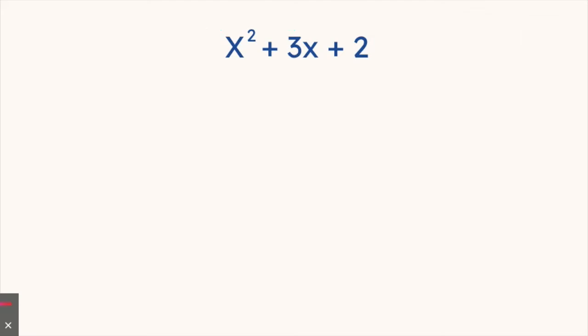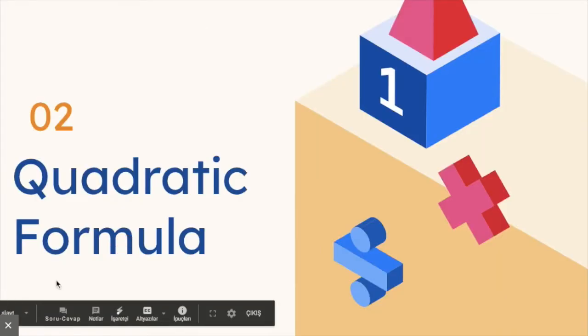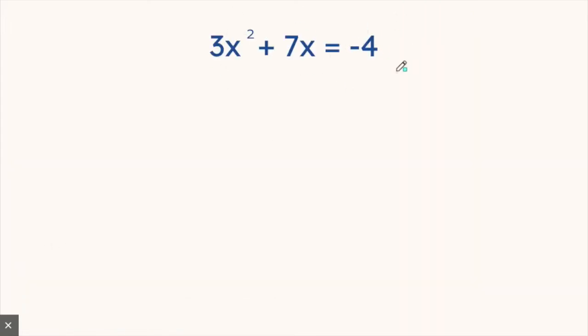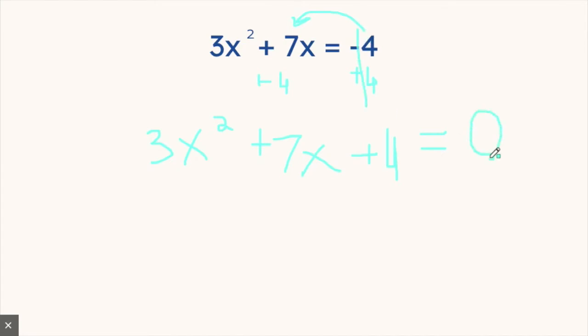Now, what if we have something like this? The expression is equal to something. When we're solving quadratic equations, we want to move everything to one side. So in order to do that, we would add 4 to each side and rewrite everything like 3x squared plus 7x plus 4, because the negative 4 and plus 4 are going to cancel out, leaving 0.